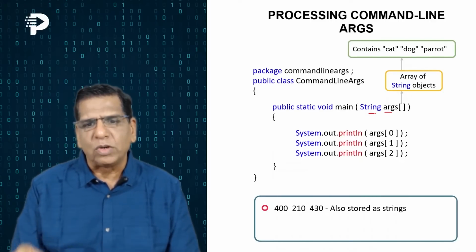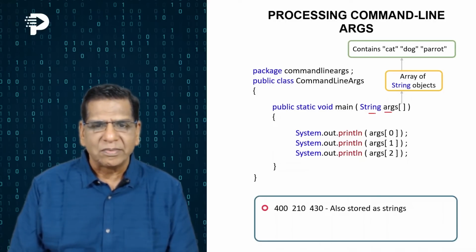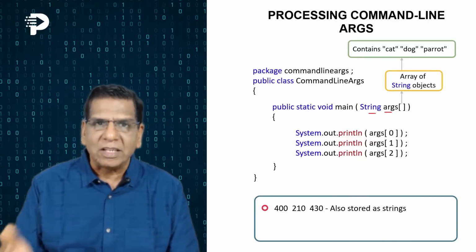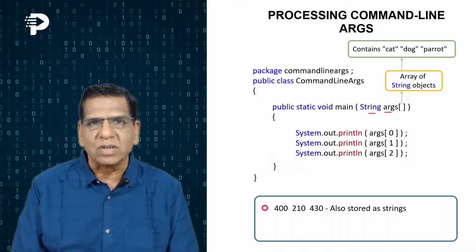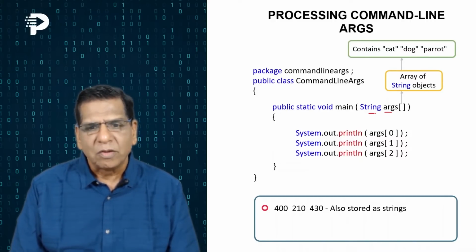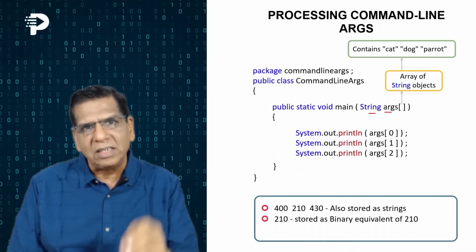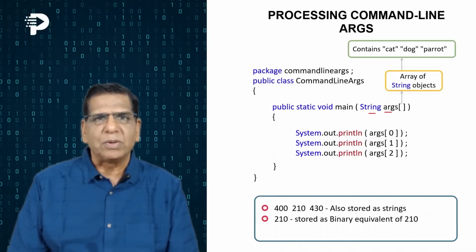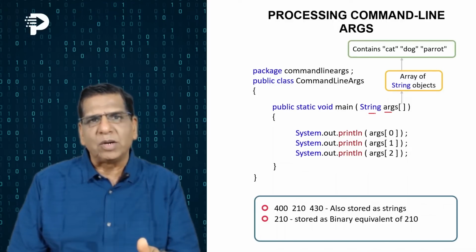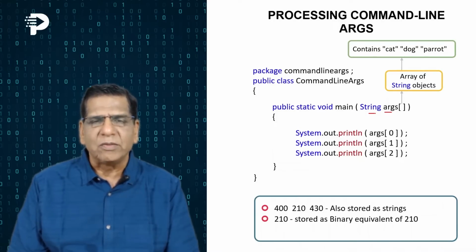If 400, 210 and 430 are passed, they are also received as strings, as I just now said. The reason why they need to be converted into numbers is that the way numbers are stored and the way strings are stored is fundamentally different. For example, if you take a number 210, then when I treat 210 as an integer, what will be stored in memory is its binary equivalent. We know how to obtain the binary equivalent: go on dividing by 2, write remainders, and finally rewrite them in reverse order. If you do so, you will get the binary equivalent of 210.